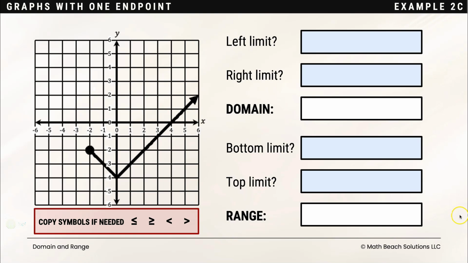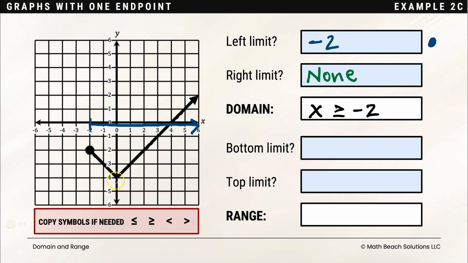In our final example with graphs with one endpoint, we want to see if there's a left limit on this graph. There is. Our left limit for our x values is -2, and there's a closed dot at that point. There is not a limit to the right. The arrow indicates that it's going to continue growing up and to the right. Our domain is x is greater than or equal to -2 because that closed dot indicates the -2 is included in the domain.